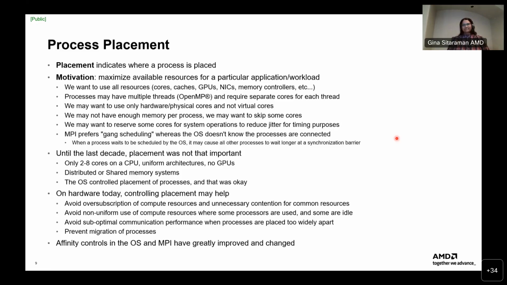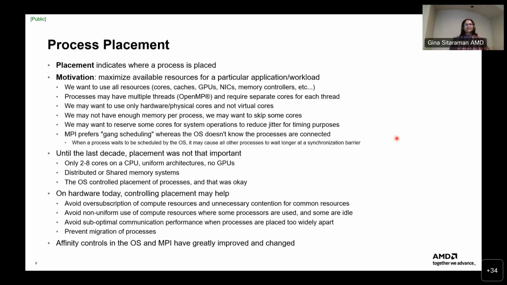And again, the reasons are we do not want to oversubscribe compute resources and we want to reduce contention. We also want to avoid non-uniform use of resources, where some of the resources are in use, some of them are idle. We don't want that situation. And we also want optimal communication performance. And we'd like to definitely avoid migration of processes by the OS.